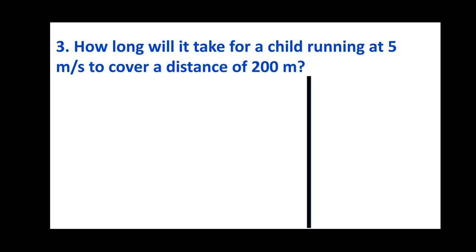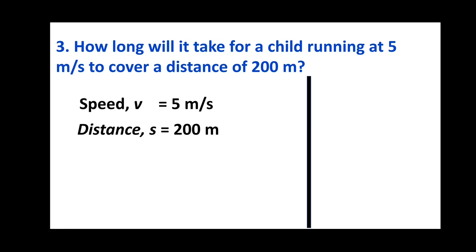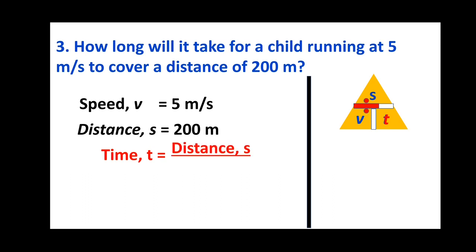So let us write the step. Speed is equal to 5 meter per second. Distance s is equal to 200 meter. We have to find time t. So for writing the formula, we have to draw SVT triangle. It is not compulsory that you have to draw SVT triangle. If you know the formula directly, you can use it. So time t is equal to, from the triangle we will get it as s divided by v. So we will write it here, distance s divided by speed v.